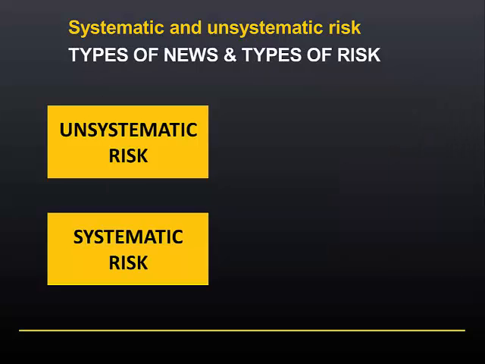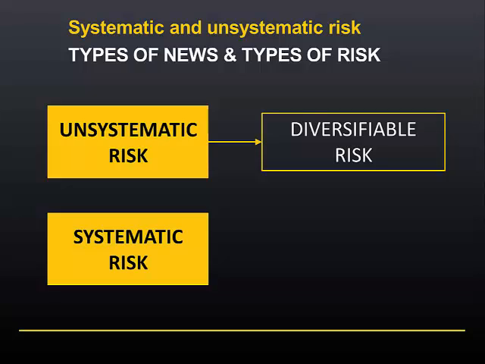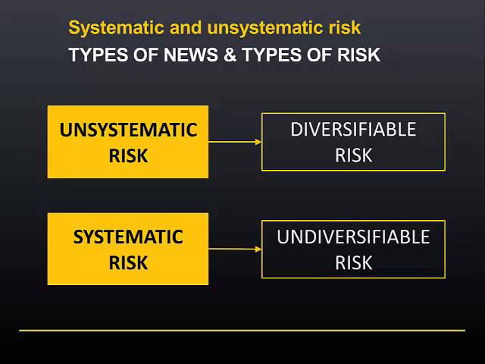For this reason, unsystematic risk is often called diversifiable risk, because it can be reduced by diversification. Systematic risk, on the other hand, is often called undiversifiable risk, because it is risk that cannot be reduced by diversification. It is also sometimes called market risk, because it affects all investments in the market in the same way.